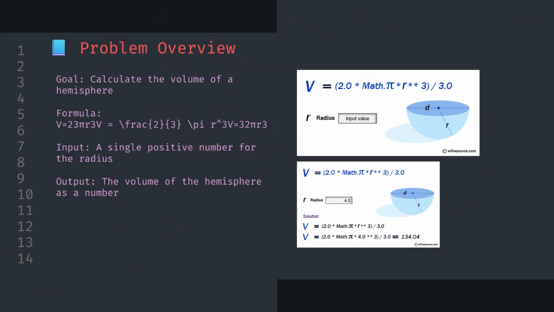Here's what we're solving. Given the radius, we want to compute the volume of a hemisphere. That's half a sphere. The formula is pretty straightforward: 2/3 times pi times the radius cubed. But we also want to make sure the value passed is a valid number, just like we do in any real-world application.